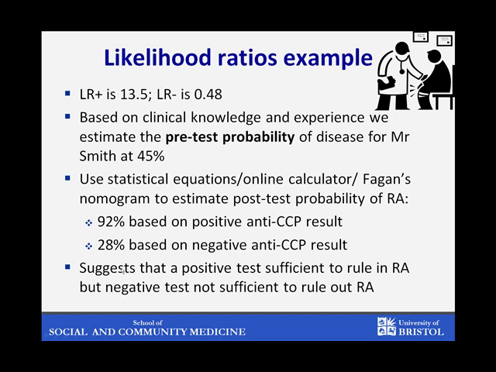Okay, so now obviously how you interpret that is up to you, but I would argue that a positive test may be sufficiently strong now to rule in the diagnosis, and you may wish to manage Mr. Smith as if they had rheumatoid arthritis. On the other hand, a negative test probably would not convince you for sure that Mr. Smith doesn't have rheumatoid arthritis, and you may wish to pursue further tests or simply observe Mr. Smith to see how the natural history of his disease progresses.